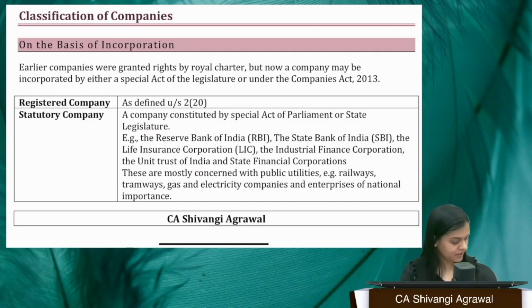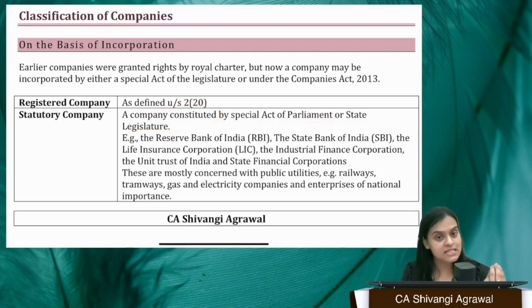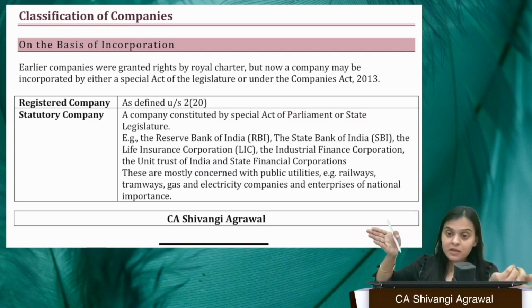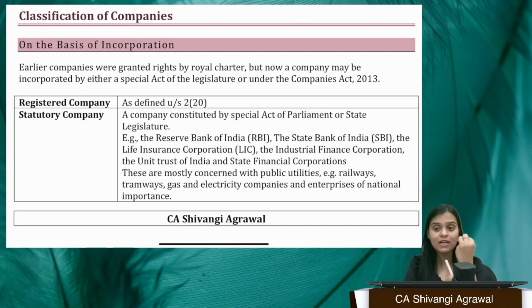Then comes your statutory company. What is a statutory company? Sometimes we also call them statutory corporations. Although they are different, we may call them that. It is a company which is constituted by a special act of parliament or state legislature. As I was explaining, we have RBI. RBI is not a company which is registered under the Companies Act. It is formed under a special act of parliament. So there is an act of parliament, just like we have the Companies Act which is passed by parliament, we also have the RBI Act which is passed by parliament. Under the Companies Act you have a company which is incorporated. Under the RBI Act you have an entity or a corporation which is established, which is RBI.